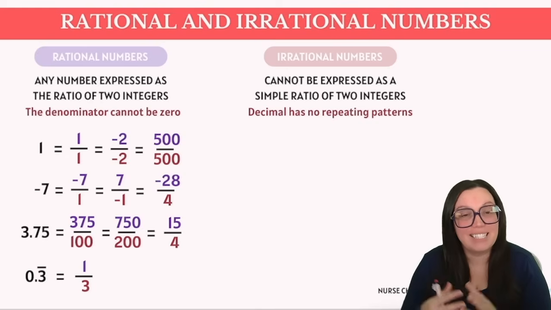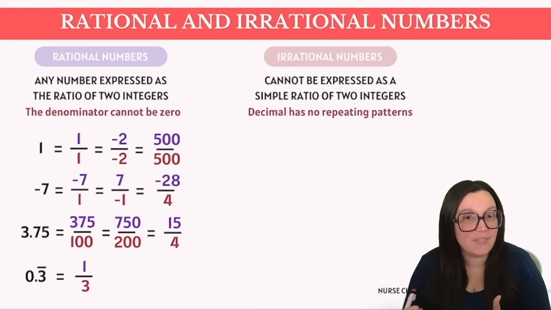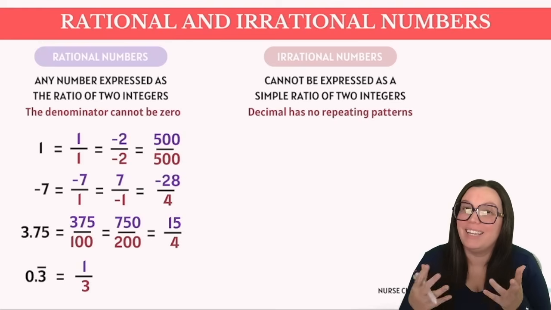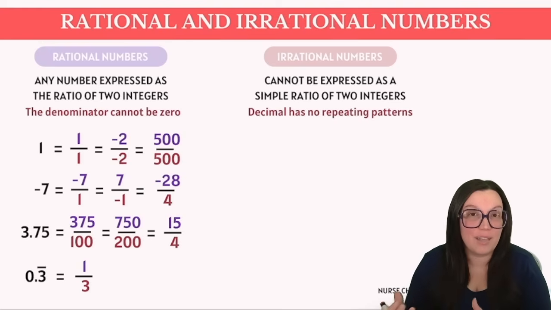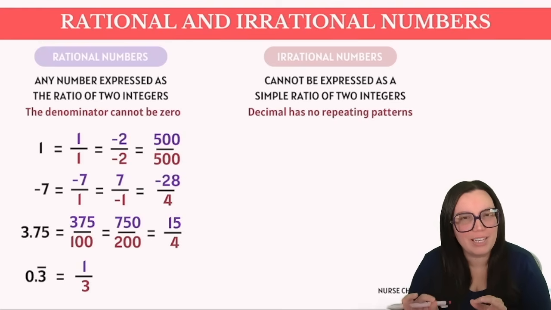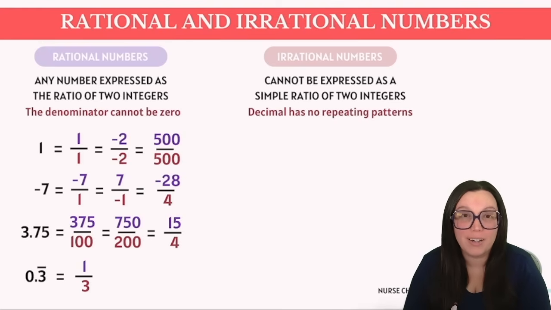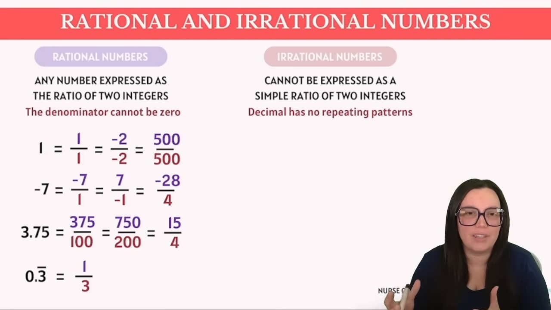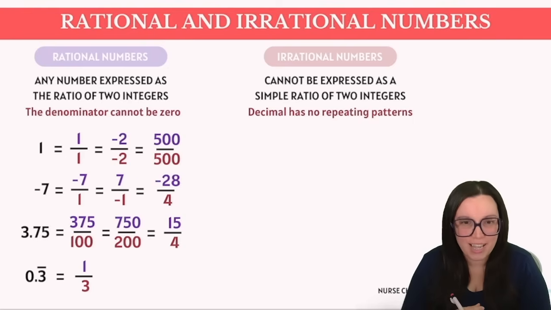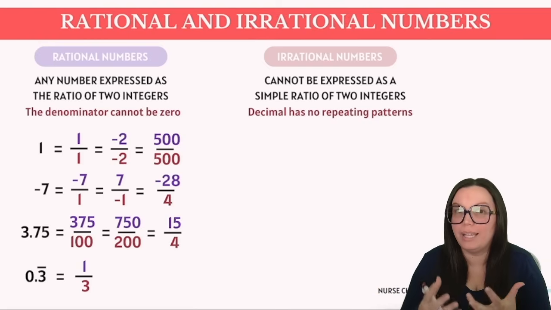Similarly, the number negative 7 can also be expressed as negative 7 over 1, 7 over negative 1, or even negative 28 over 4. The list of representations when it comes to negative 7 is also endless. It's clear that negative 7 is a rational number because it fits the definition of being expressed as a ratio of two integers.